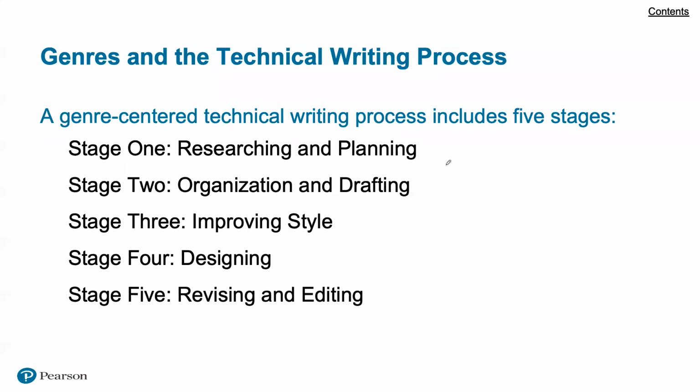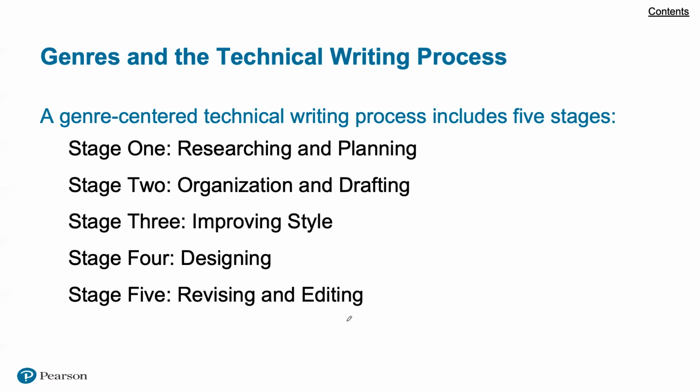This could be doing a literature search to find out what's going on in this area, and what your organization's intellectual property is that would apply to this. You want to then be thinking about the organization and drafting, how you're going to architect this. You want to be improving your style, making sure that it's effective. Some forms of communication need to be extremely brief. You want to be designing things that are the most useful for conveying the content that you want. And finally, doing the revision and editing.